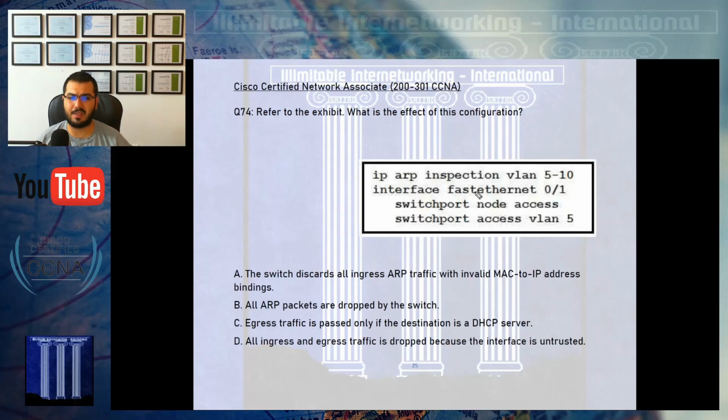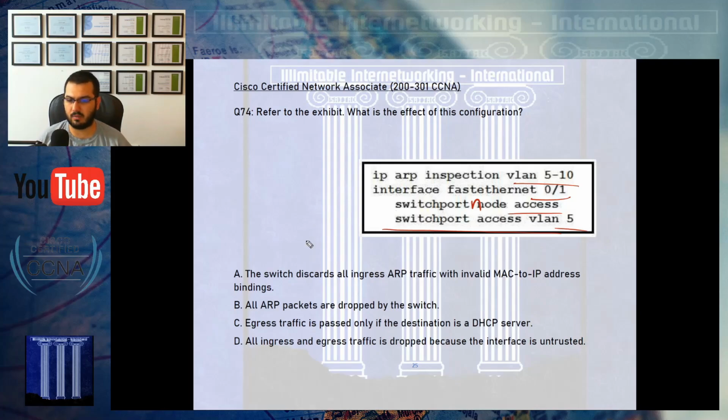For question 74, refer to the exhibit. What is the effect of the config? ip arp inspection for VLANs 5 to 10, so all of them are untrusted. Interface FastEthernet 0/1, switchport mode access, switchport access VLAN 5, but you did not make it trusted, so you have killed everything. ARP inspection is just like port security. Whenever you enable it for some VLANs, all of those VLANs by default become untrusted, and you have to re-trust some specific interfaces again.